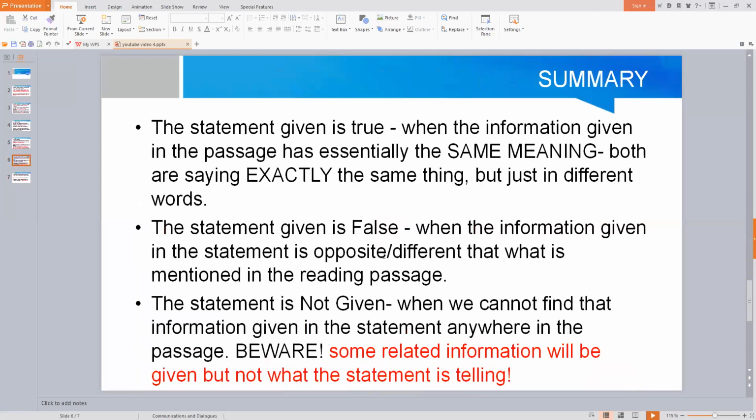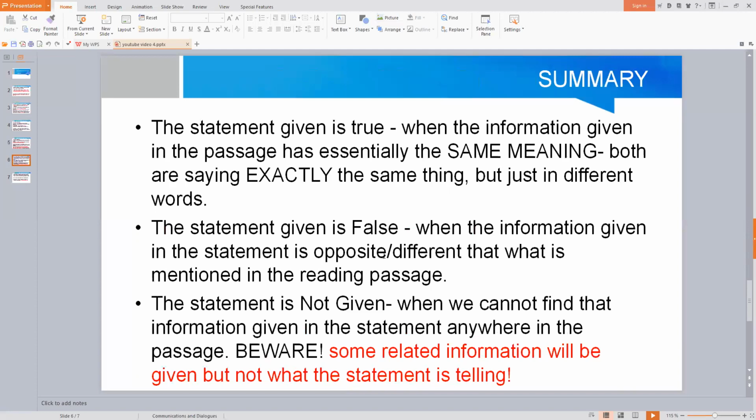I have just created a summary so that you should understand the thinking process that goes behind it. So let's go through the summary so you can understand. The statement given is true when the information given in the passage has essentially the same meaning. This is the important bit here: the meaning of both the statement and what is given in the reading passage should be the same.